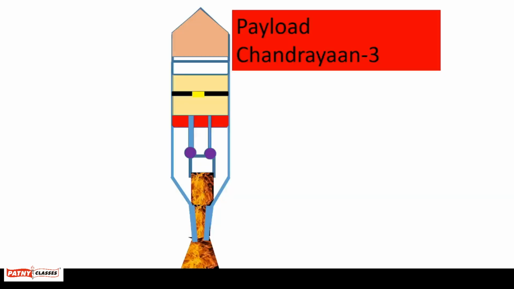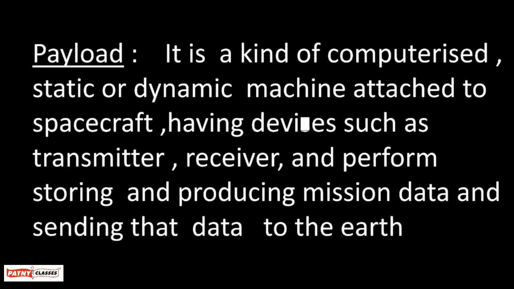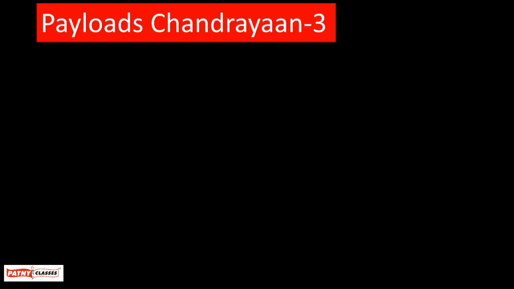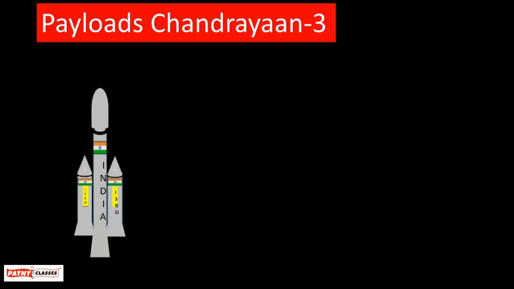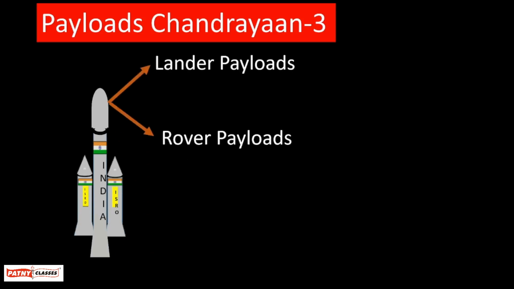Now let's talk about the payload of Chandrayaan-3. A payload is a kind of computerized, static or dynamic machine attached to the spacecraft, having devices such as transmitter, receiver, and performing storing and producing mission data and sending that data to the Earth. Payloads of Chandrayaan-3 are of two types. One is the lander payloads and the second is the rover payloads.